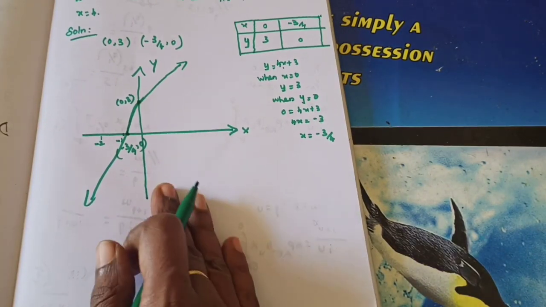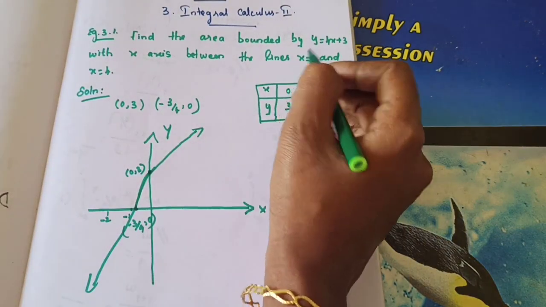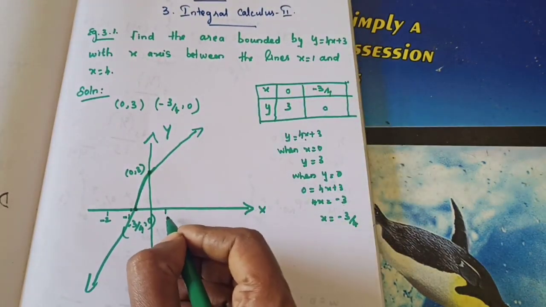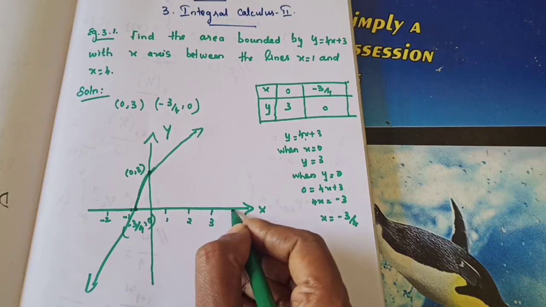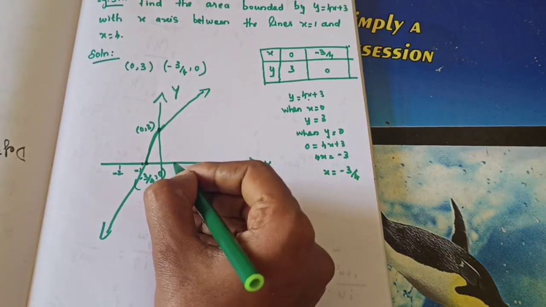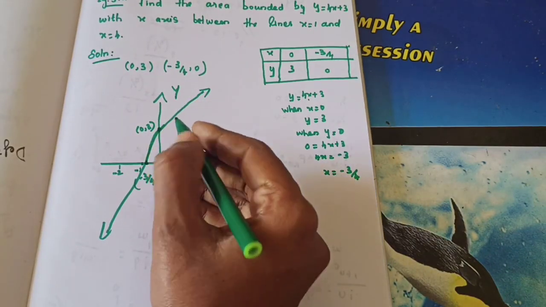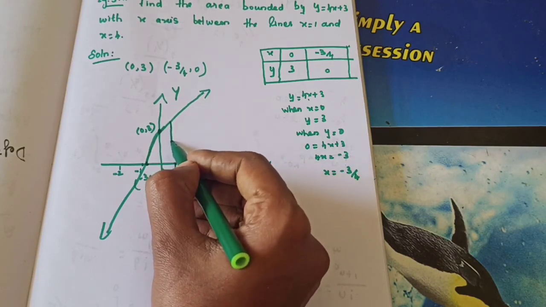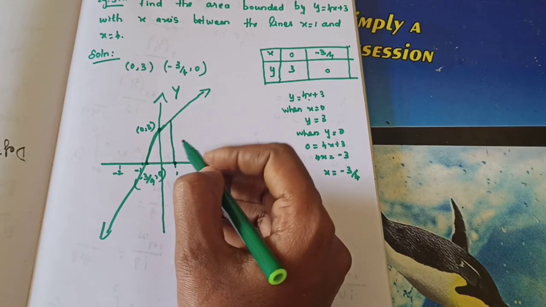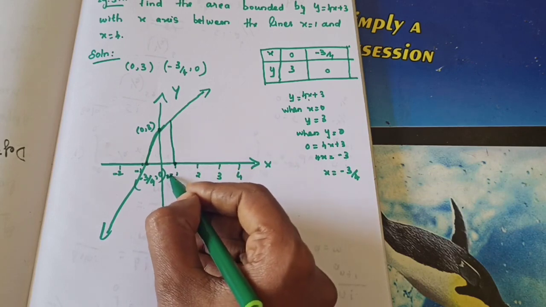what are the limits that are given in the question? x equal to 1. So 1, 2, 3, 4. Listen very carefully. x is equal to 1. Is it right? So always I said if it is an x value, it will be a vertical line. Draw by using a scale. So it is x is equal to 1.